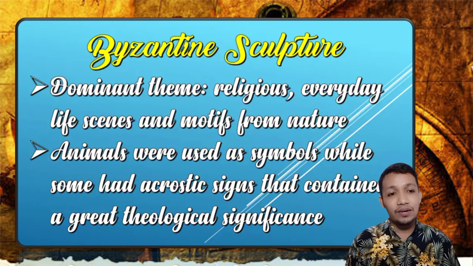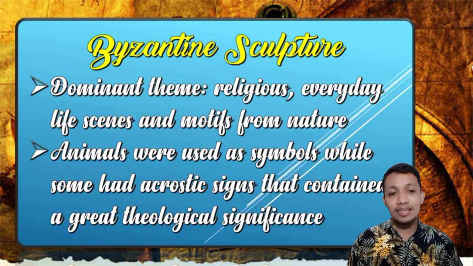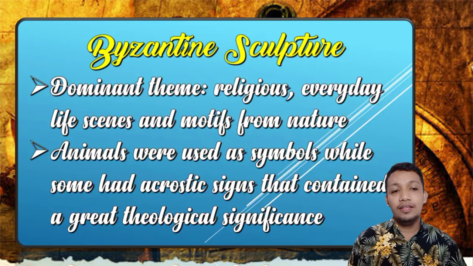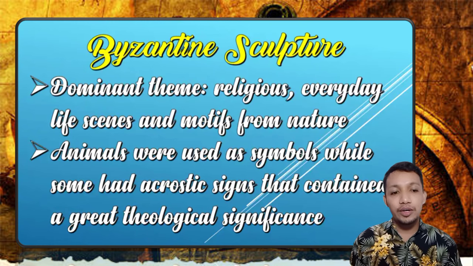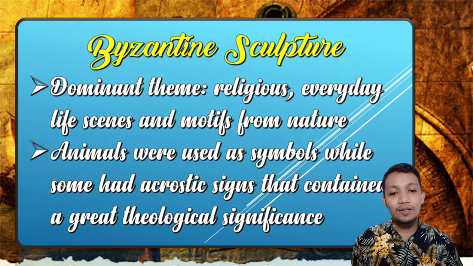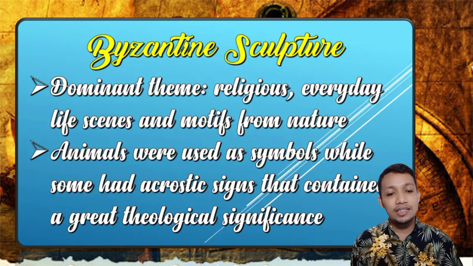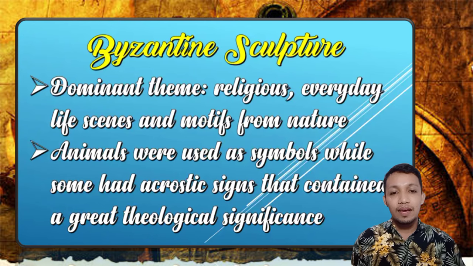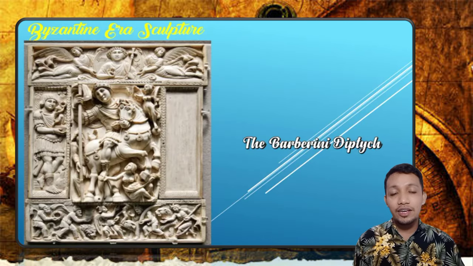Dominant themes are religious, everyday life scenes, and motifs from nature. Animals were used as symbols, while some had acrostic signs that contained a great theological significance. And here are examples of Byzantine era sculpture. This is the Barberini diptych.